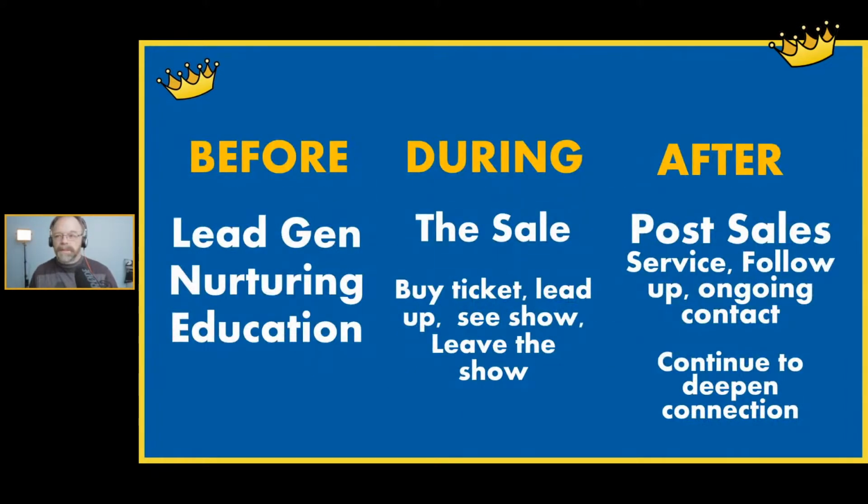So just a quick recap: the before, during, and after units. We're talking before being lead gen, nurturing, education; the during unit being the sale, buying the ticket, leading up to the show, seeing the show, leaving the show; and the after unit being everything post. So all of that follow-up, communication, ongoing contact, whatever you can do to continue to deepen the connection that you have with that audience member. So they are the areas that I would focus on if I was going to be taking next steps.